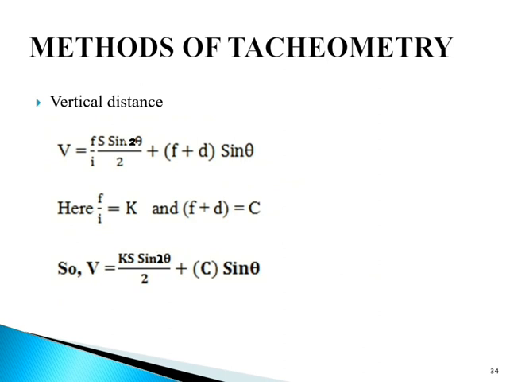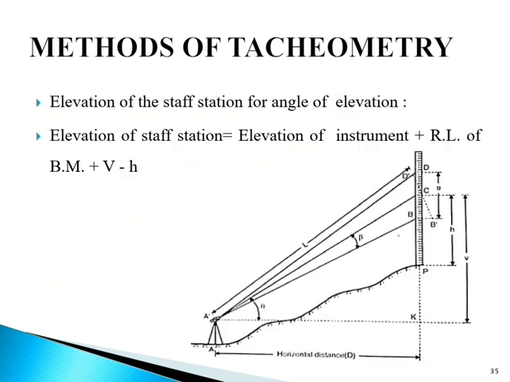So here f/i is equal to k and f + d is equal to c. So V will be (ks sin 2θ)/2 + c sin θ, which is the required vertical distance. Now if we talk about the elevation of the staff station for the angle of elevation, the elevation of the staff station is equal to the elevation of the instrument plus RL of BM, or say reduced level of benchmark, plus V minus small h.